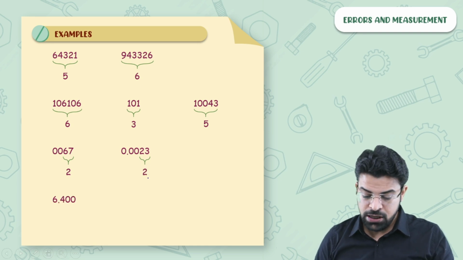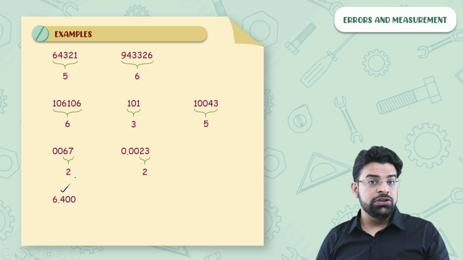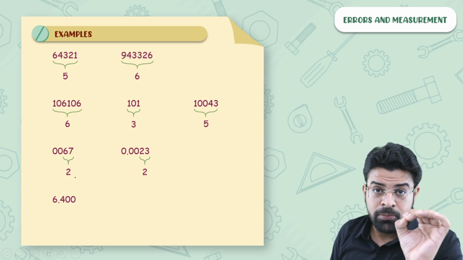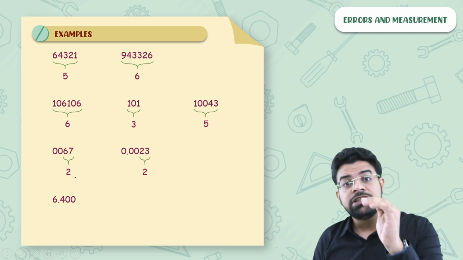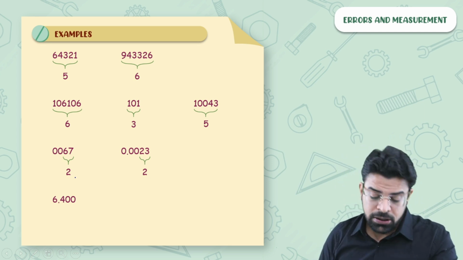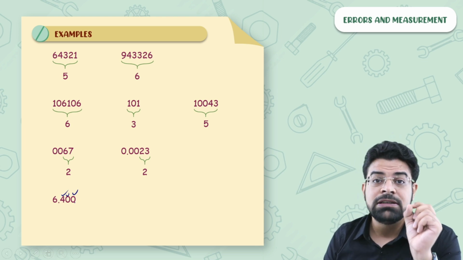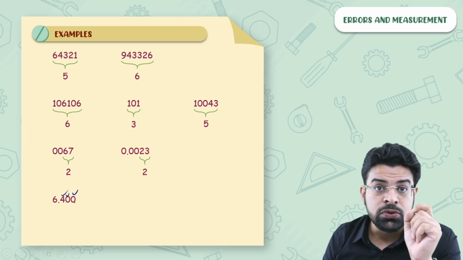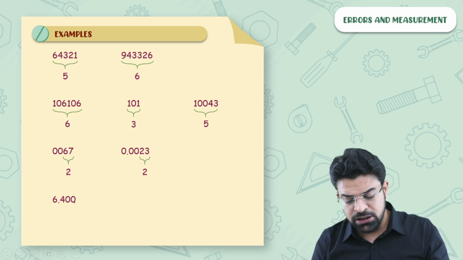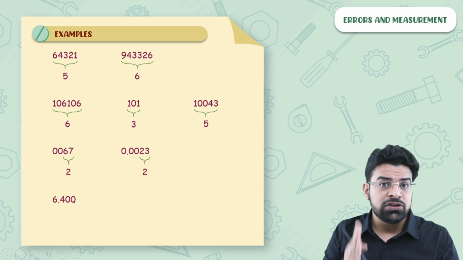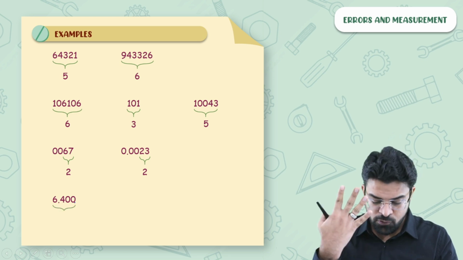Next question. If you have got 6.400, a number with decimal, the trailing zeros are significant. Why? Because those trailing zeros are placed there to represent the sensitivity of the device used to make the measurement. So here, when you write 6.400, the trailing zeros are significant. So the number of significant figures here is 4.